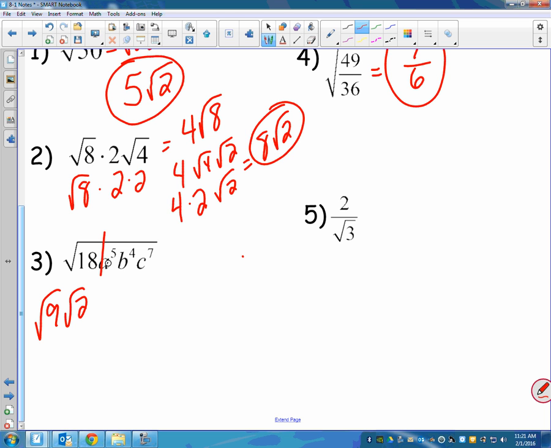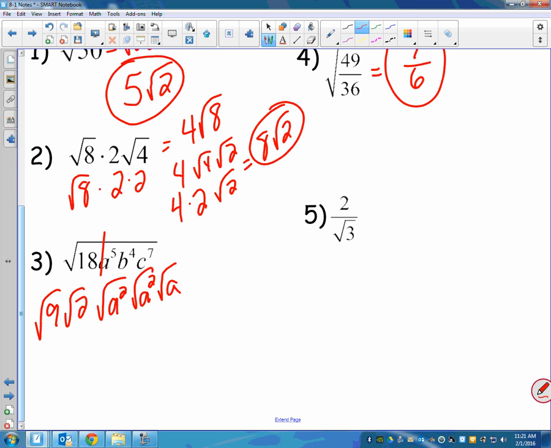A to the 5th. Is that the same as saying the square root of a squared, and the square root of a squared, and then an extra a left over? Is that the same as a to the 5th? Why am I going to do this? Because every time you take the square root of something squared, it cancels out. And I can do that for each one of these.